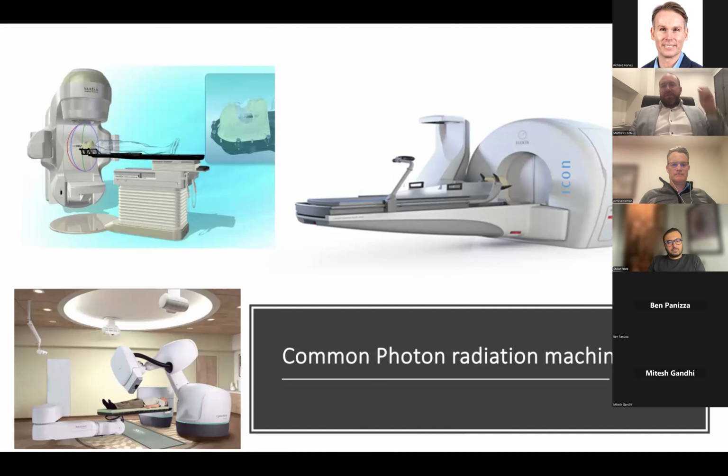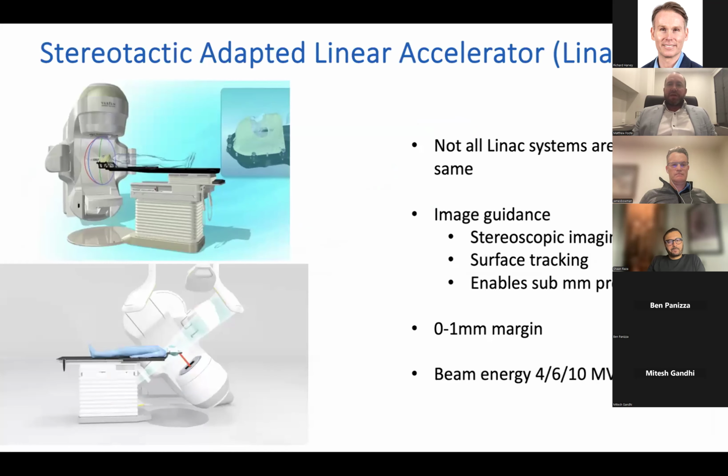In terms of the main photon machines you need to have a working understanding of, you've got your stereotactic adapted linear accelerator on the top left, the Gamma Knife, and lower left, the CyberKnife. All of these are used in the management of skull-based tumours. The stereotactic adapted linear accelerator has a few extra bells and whistles on it to enable that sub-millimeter precision.